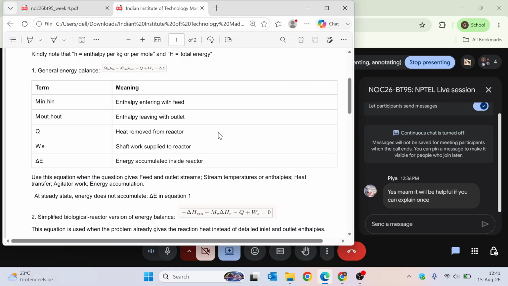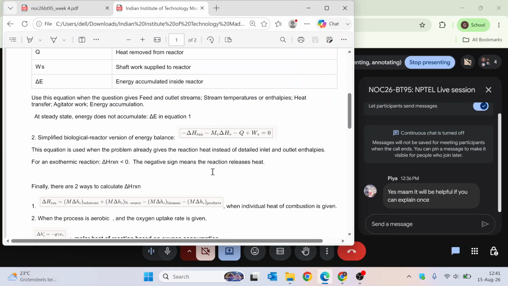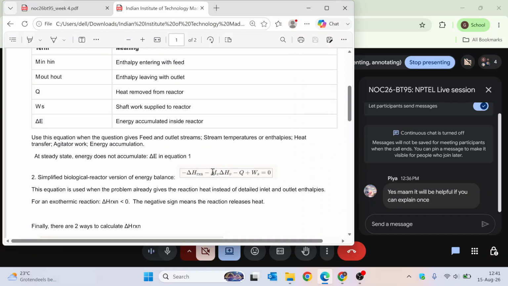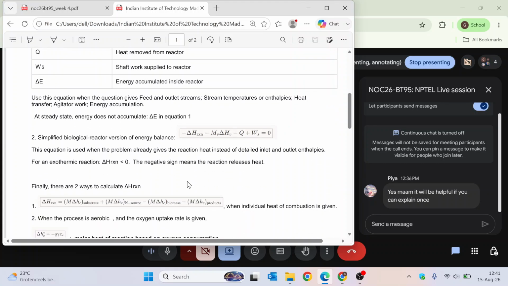And we also know that at steady state energy does not accumulate. So del E is equal to 0. At steady state, del E is equal to 0. We also have one more equation, the same as above, but with two terms different. We don't have the m in H in minus m out H out term; instead we have the minus del H reaction here. So what is the net total enthalpy of the reaction itself?